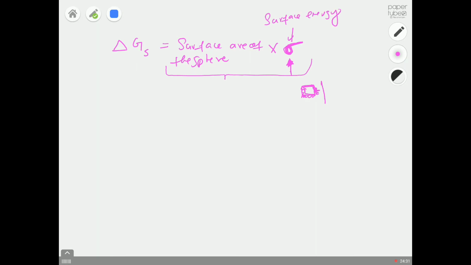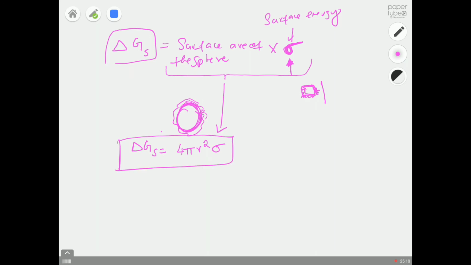This is the net free energy you need to create some surface, which is obviously of a spherical shape. It is nothing but the surface area of the sphere multiplied by the surface energy that allows that surface to exist in that solution. That's the simplest way to explain it. We know the surface area of a sphere is 4 pi r square, multiplied by sigma. So that's your delta GS.